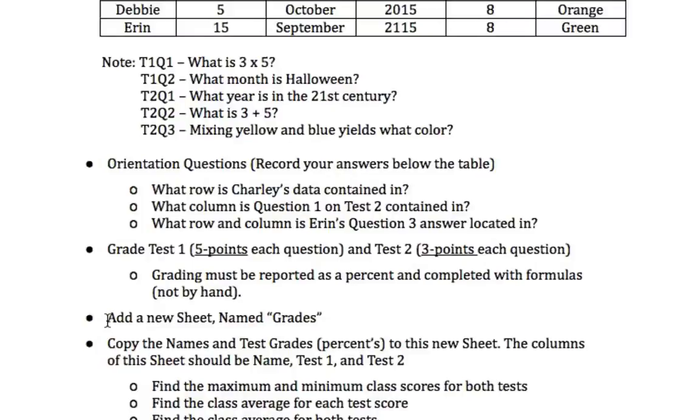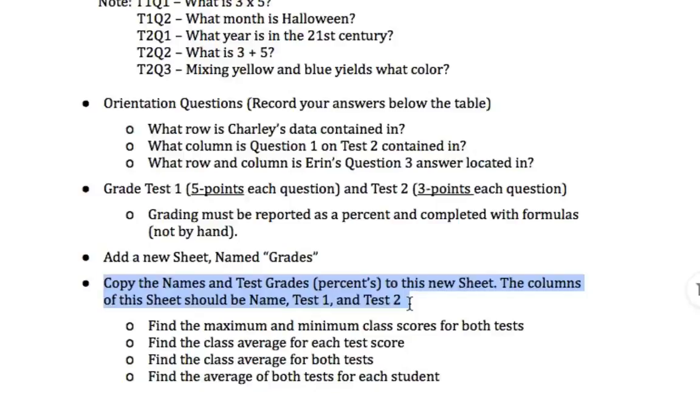Okay, then I want you to add a whole other sheet. I want you to name this one Grades. I want you to copy the names and the test grades, right, the percents only, to this new sheet. So the columns of this sheet should be name, test 1 and test 2, and then test 1 and test 2 will be percents. From this data, I want you to find the max and the min. I want you to find the class average, right, for each test. Right? So find me the class average for test 1 and test 2. And then I want the class average over both tests. So the total class average for test 1 and test 2 together. And then I want you to find the average of test 1 and test 2 for each student.